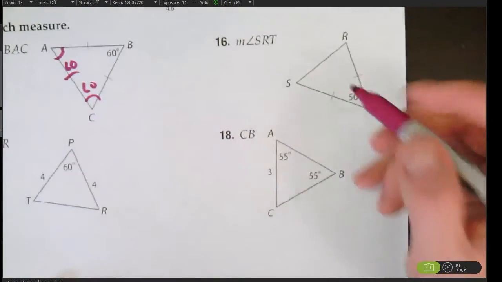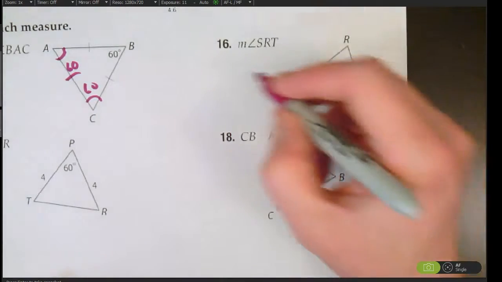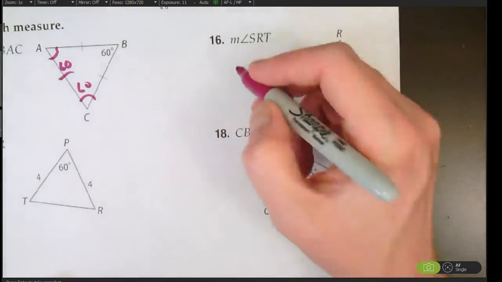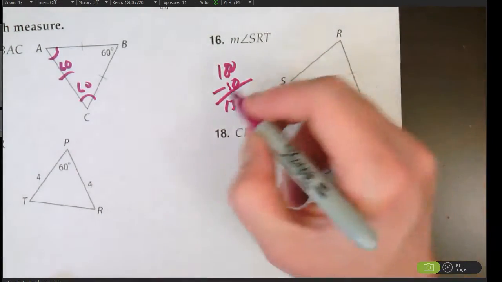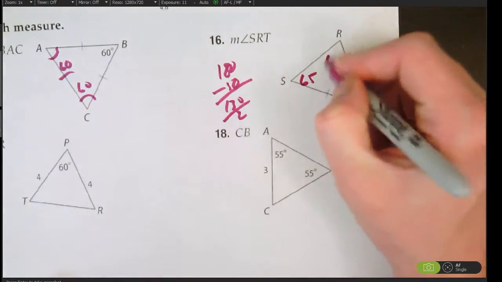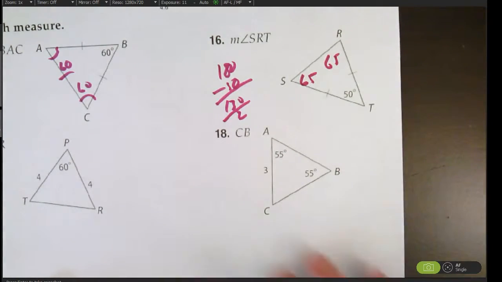SRT, this one's a little trickier. It's again an isosceles triangle, but this one isn't 60, it's 50. So it's 180 minus 50, which gives us 130. These two angles have to add up to 130 and be congruent, so divided by 2, 65 degrees.